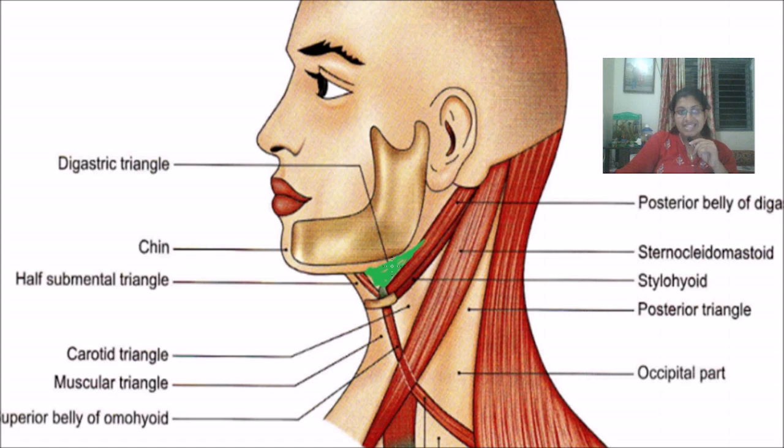And on each side, what is present? On each side, there is the anterior belly of the corresponding digastric muscle. Can you see clearly the digastric muscles? So I'll just give the color to it. This is the digastric muscle.